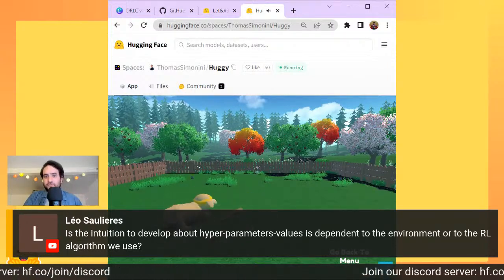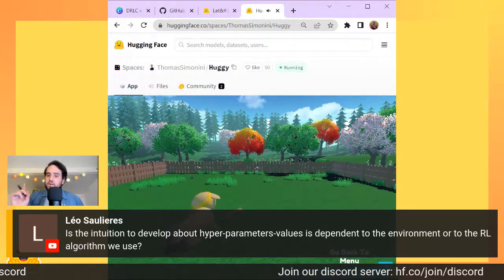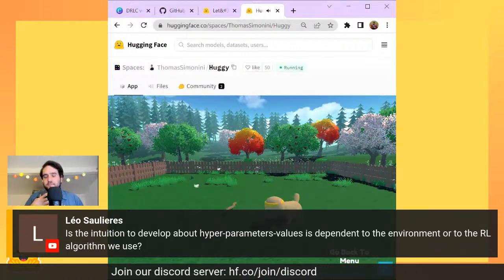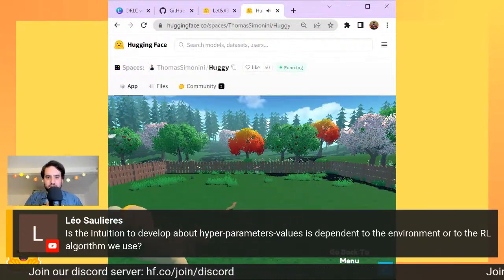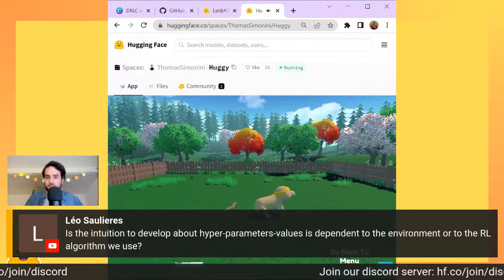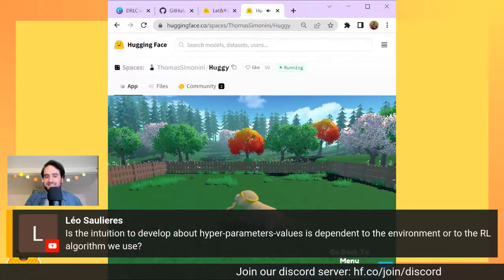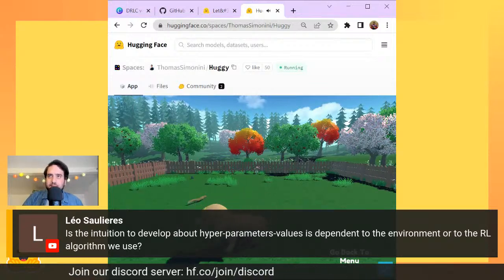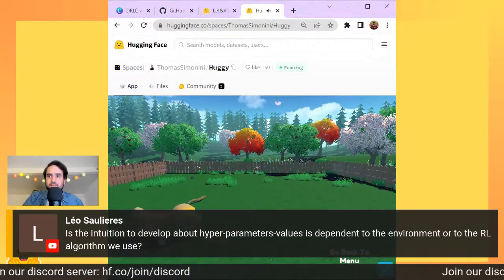The hyperparameters are for both the environment and the model. Something important to consider is that some algorithms you can't use with some environments. For instance, if you have a continuous action space, you can't use Q-learning. We will see in the next unit why you can't do that. But yeah, it really depends on the environment.